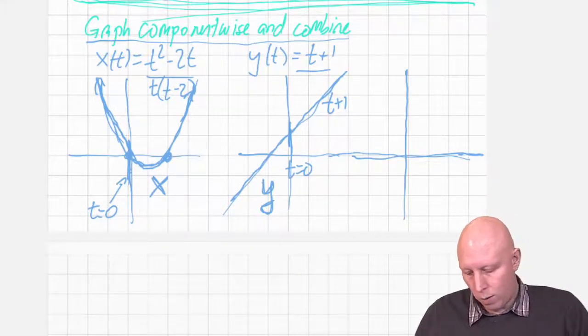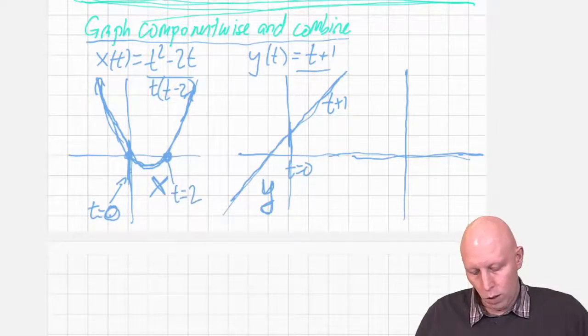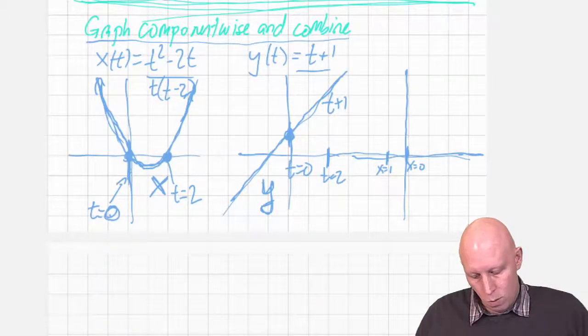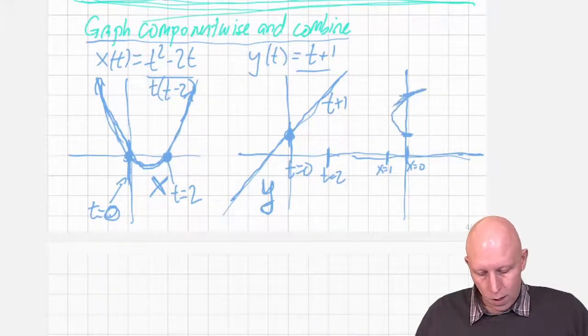So from time t equals 0 to time t equals 2, the x value started at 0 and goes to 0. So this is x equals 0, and this is x equals 1. And here, as time goes from 0 to 2, the y value goes from 1 to 3. So that's going to tell us that our curve does this.